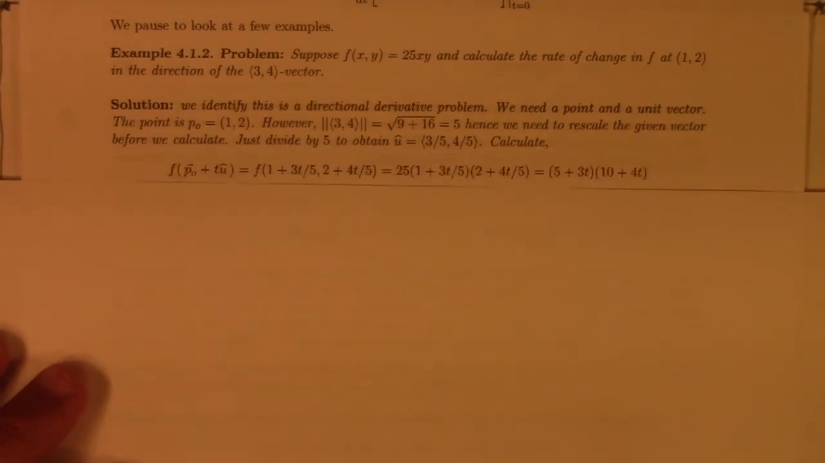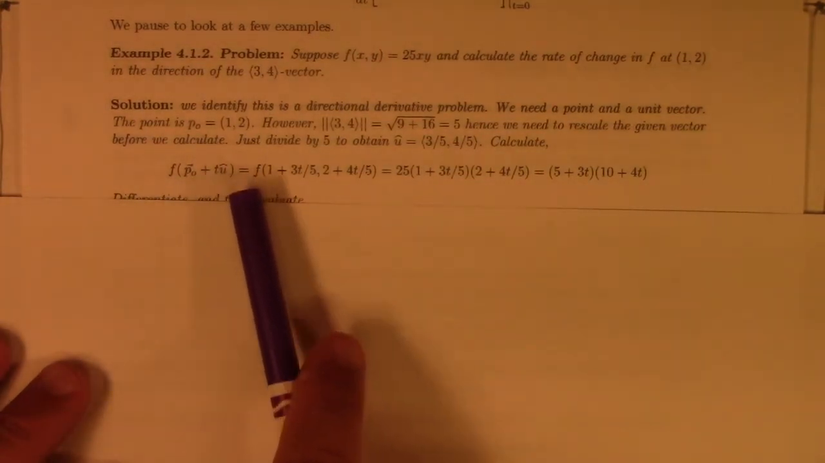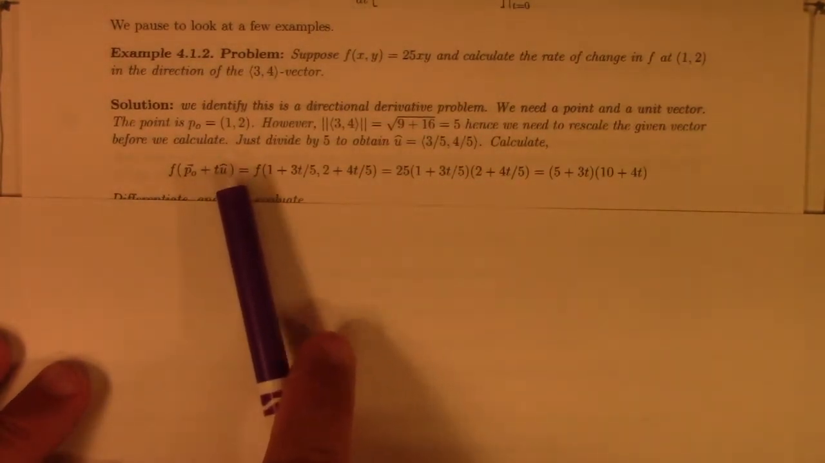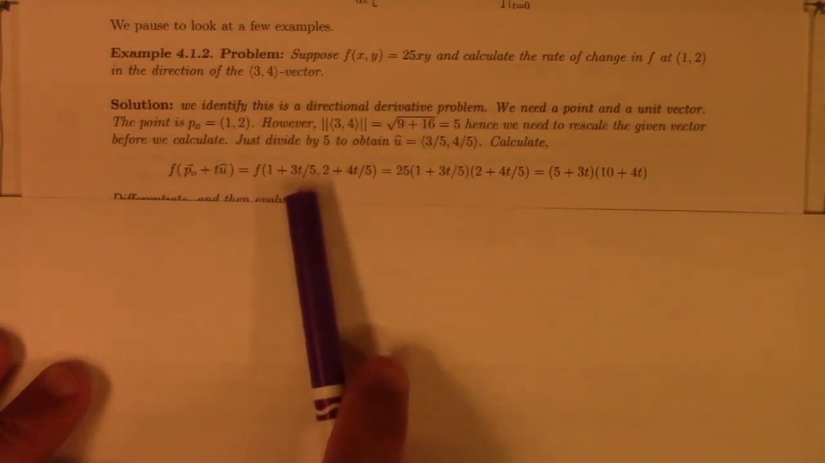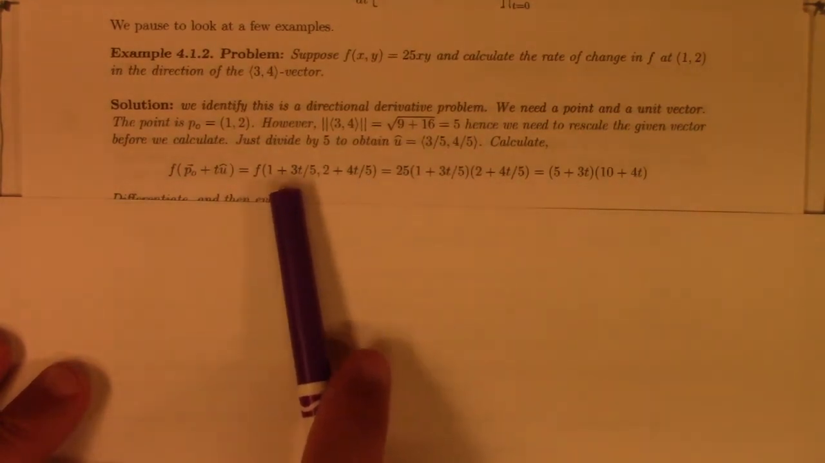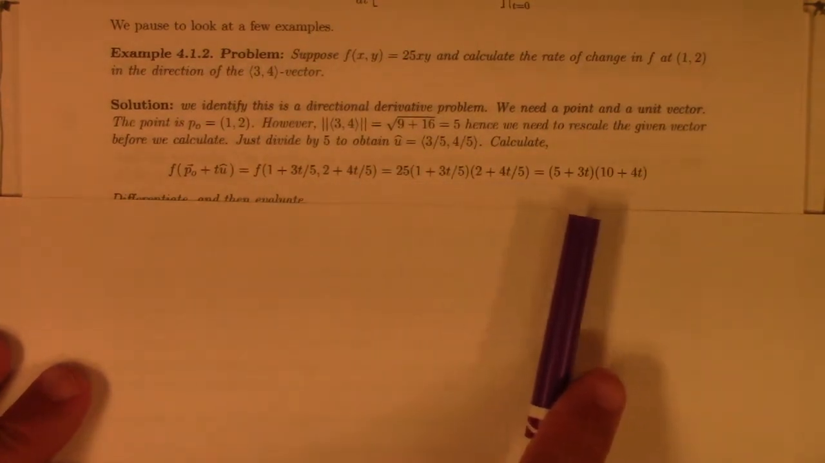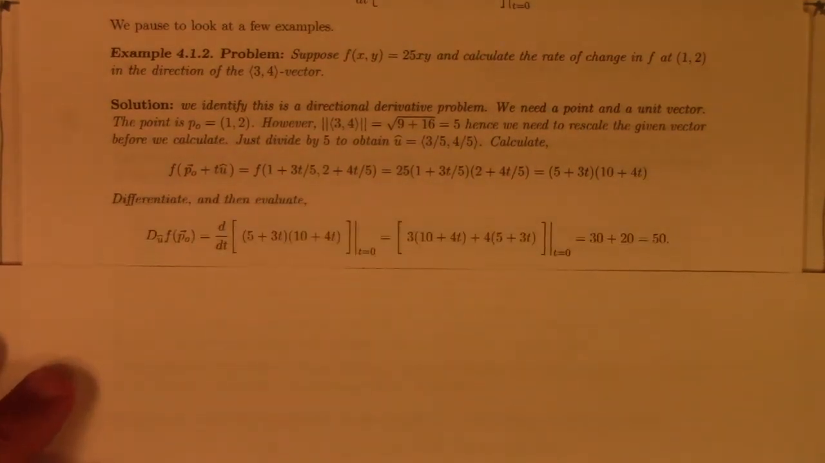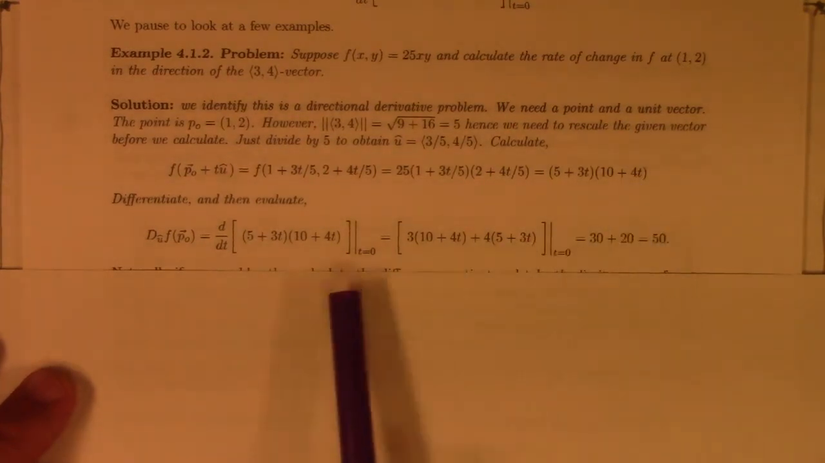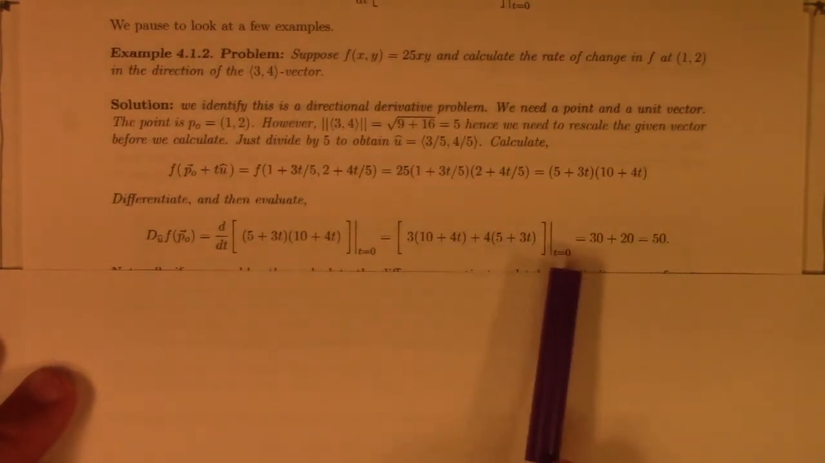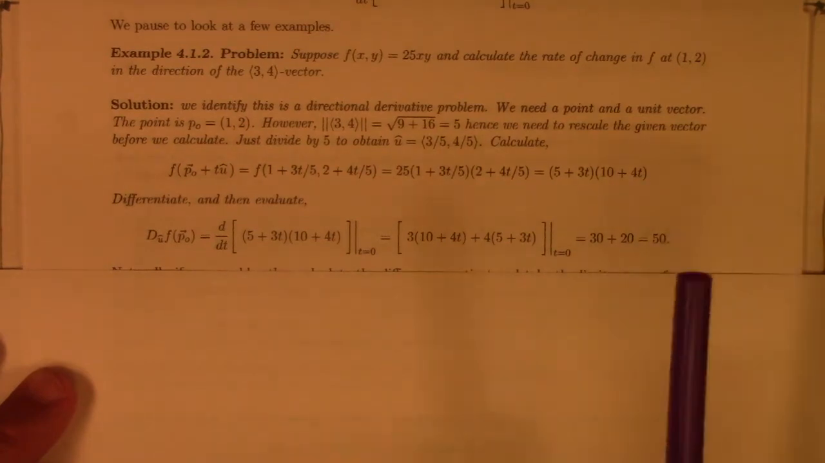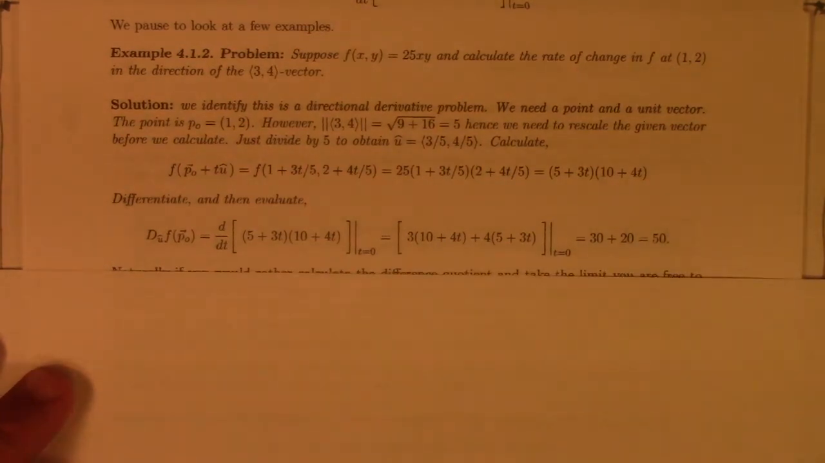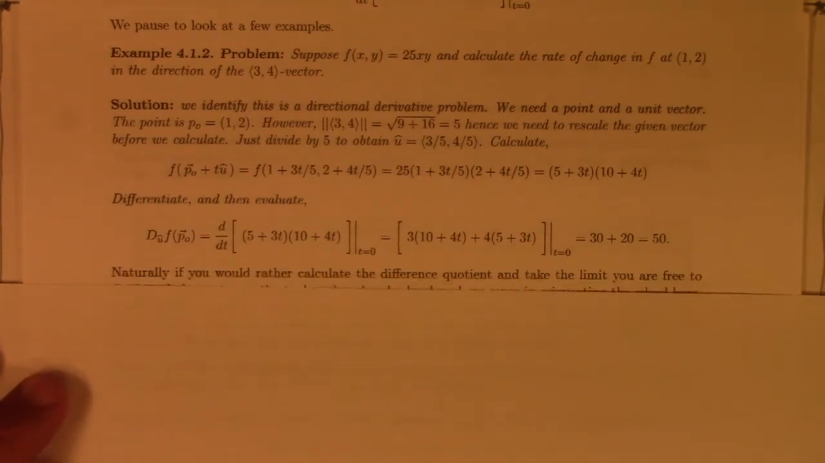So first of all, I have to make that 3, 4 vector into a unit vector. Then I'm evaluating the function at the path centered at p naught in the u hat direction. When I do that composition, 25 times x times y, and multiply it out, I get this expression here. Then I have to differentiate that and plug in t equal to 0. I get 30 plus 20, which is 50. So the rate of change of 25xy at the point in question is 50.